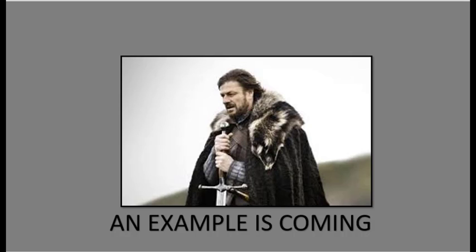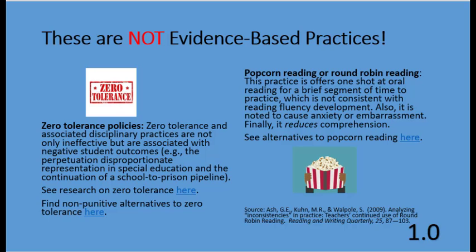On the next slide, I'll share some examples of practices that lack robust evidence or that show evidence of a negative effect. One example of a practice that has been linked to negative outcomes is the enforcement of zero tolerance policies. Zero tolerance and associated disciplinary practices are not only ineffective, but are associated with negative outcomes, such as the perpetuation of disproportionate representation of students in special education, and the continuation of a school-to-prison pipeline.